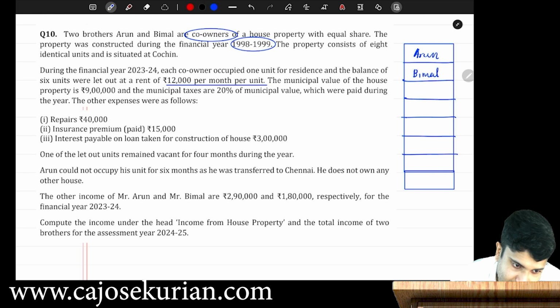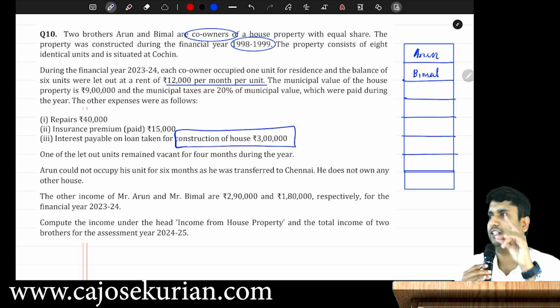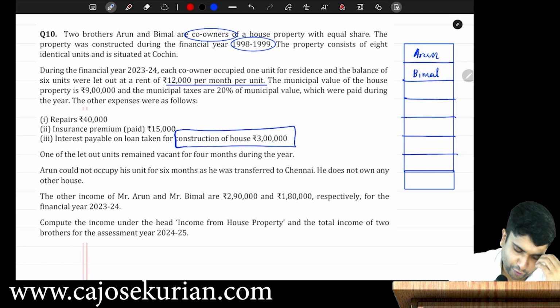And the other expenses are as follows. Repair is there, insurance premium is there, interest payable on loan taken for construction of house is there. One of the let out units remained vacant for 4 months during the year. Now there is a problem. What is the problem? Out of the 6, 1 is vacant for how many months? 4 months.